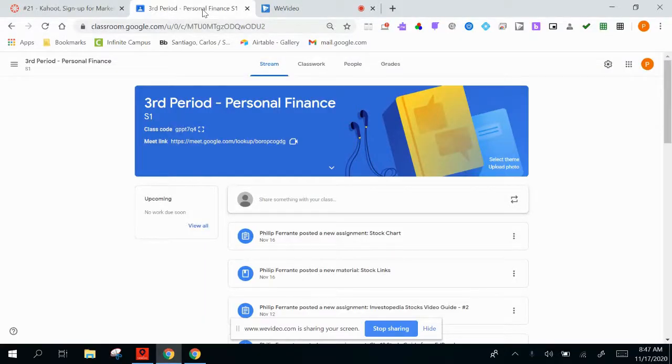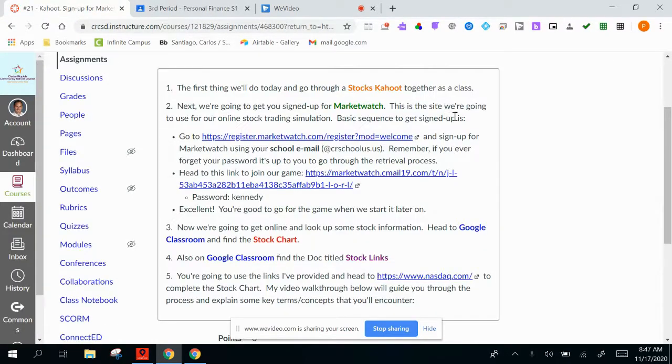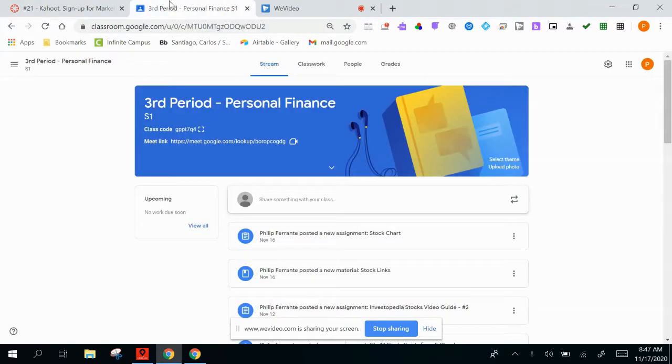All right, everybody. Today we are going to get onto Nasdaq.com and we are going to be looking at some real stocks and completing a stock chart. So, just like our Canvas agenda says for the day, we would head over to Google Classroom, and there are two things we want to find. We want to find a sheet called Stock Chart and a doc titled Stock Links.